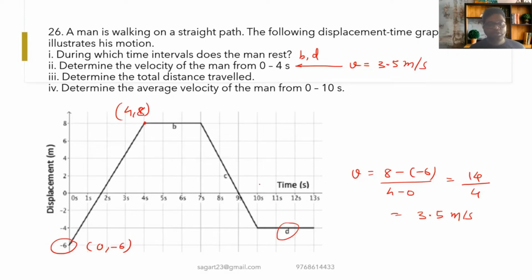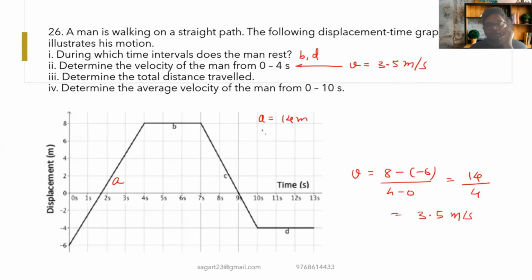Determine the total distance traveled. Mind you, that is distance traveled and not displacement. So here I need you to count with me. Suppose here it is not written, but this is A. How much is the distance traveled in A? Can anyone tell me? 8 meters. No, it is at minus 6 and it goes to 6. So that is 14 meters.